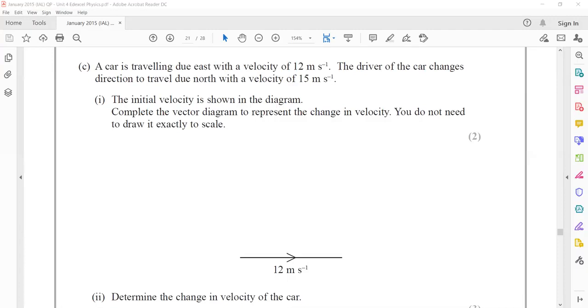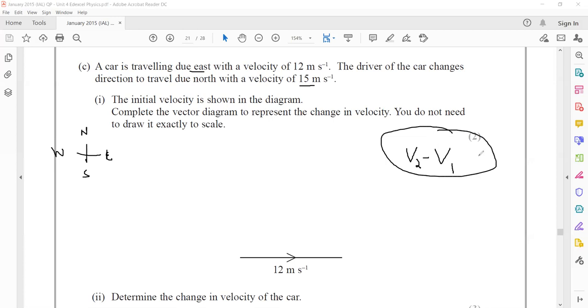So how will we use a vector diagram to find the change in the velocity, or the difference in velocity? The difference in velocity will be v2 minus v1. A car is traveling due east. As we know, we have the compass: north is up, south is down, east is towards the right, and west is towards the left. So if we need a change in the velocity, it means we need v2 minus v1.